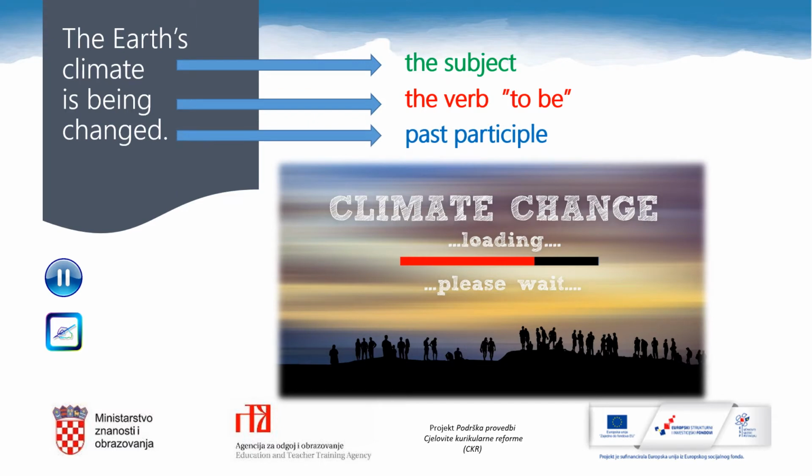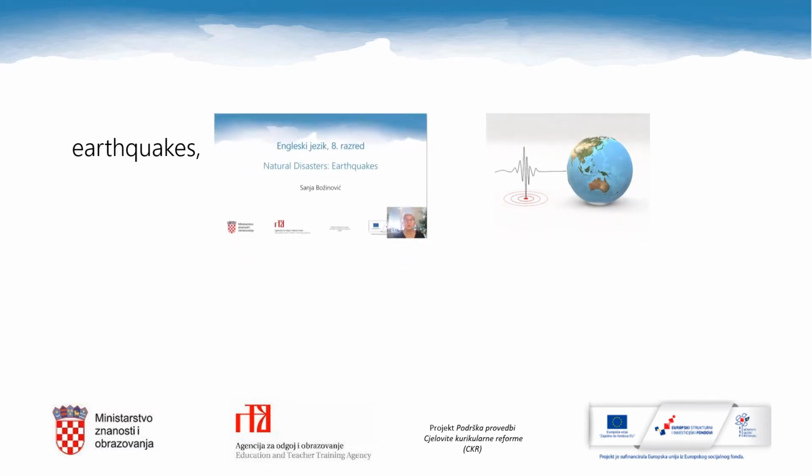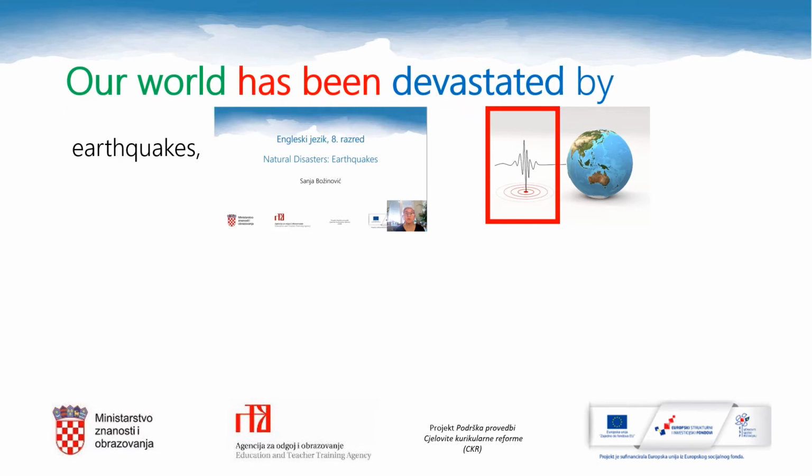And the climate change leads to other problems, like earthquakes. You could also learn about earthquakes in one of your previous lessons, Natural Disasters: Earthquakes by Sanja Božinović. This earthquake symbol is internationally used. Our world has been devastated by earthquakes.